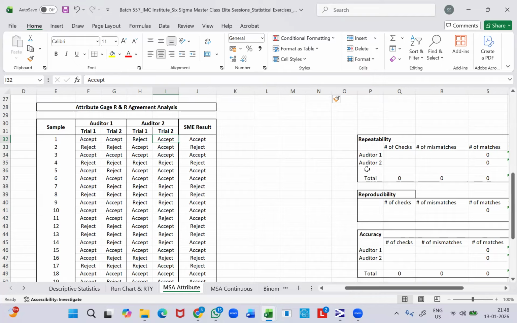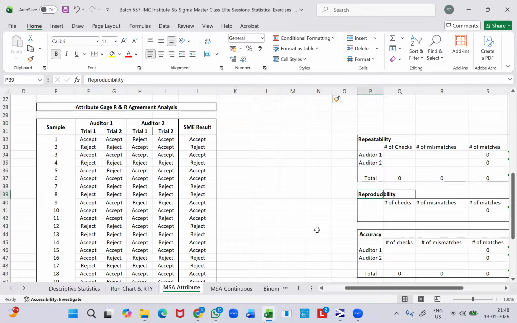But then all these three metrics are pretty much interlinked. So even if you have repeatability in excess of 10% variation, it's quite likely that reproducibility and accuracy variation also would be more than that 10%, right? So let us find out, let us calculate all these three metrics. Anyway, we will also look at reproducibility.